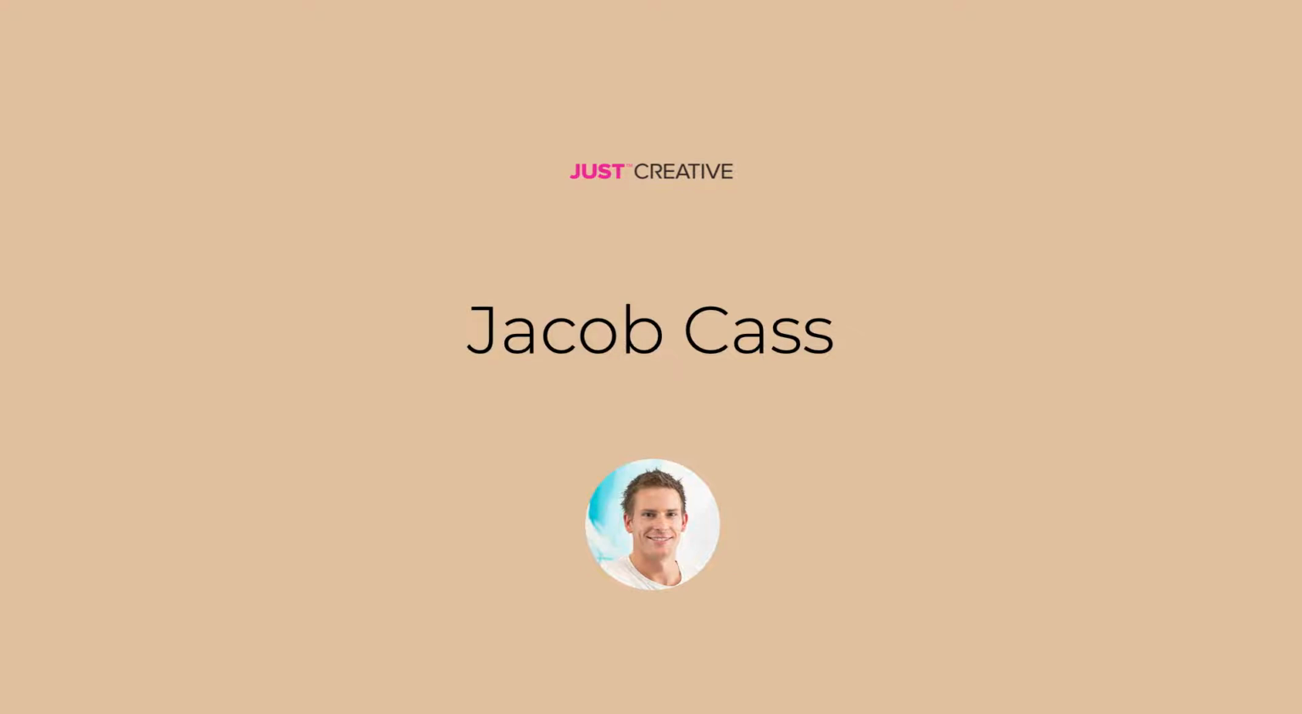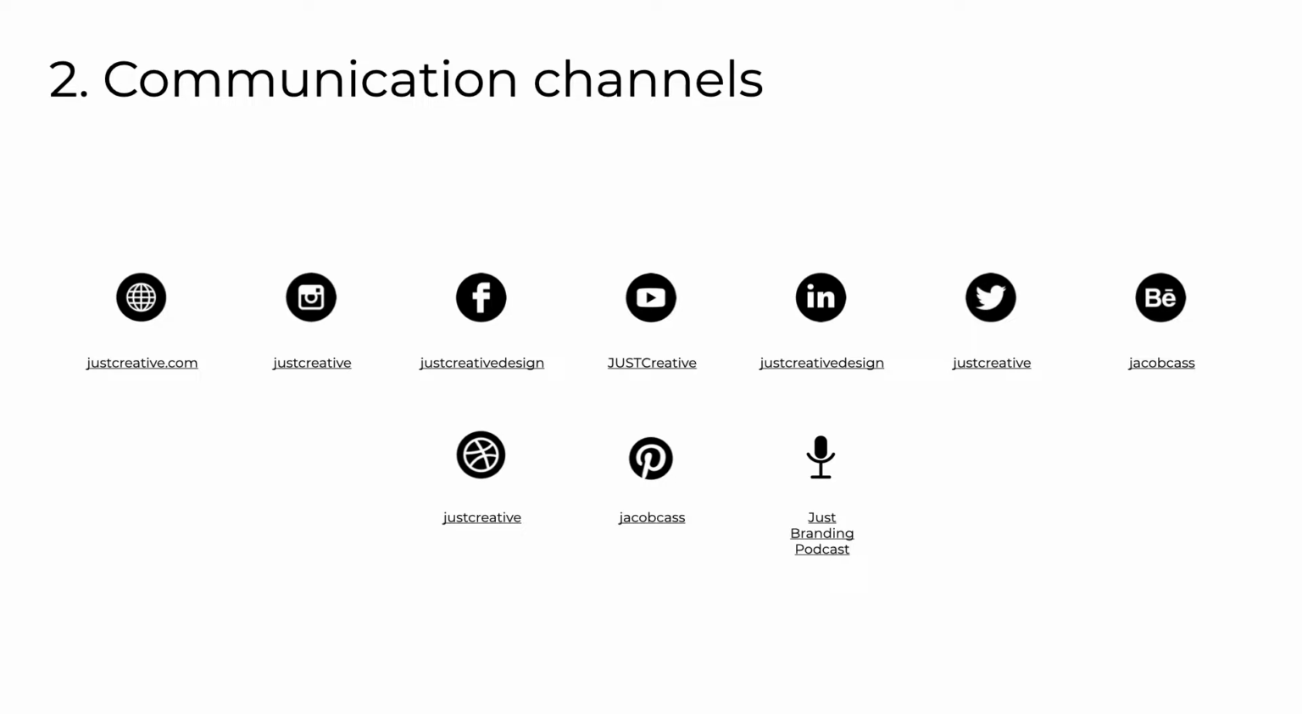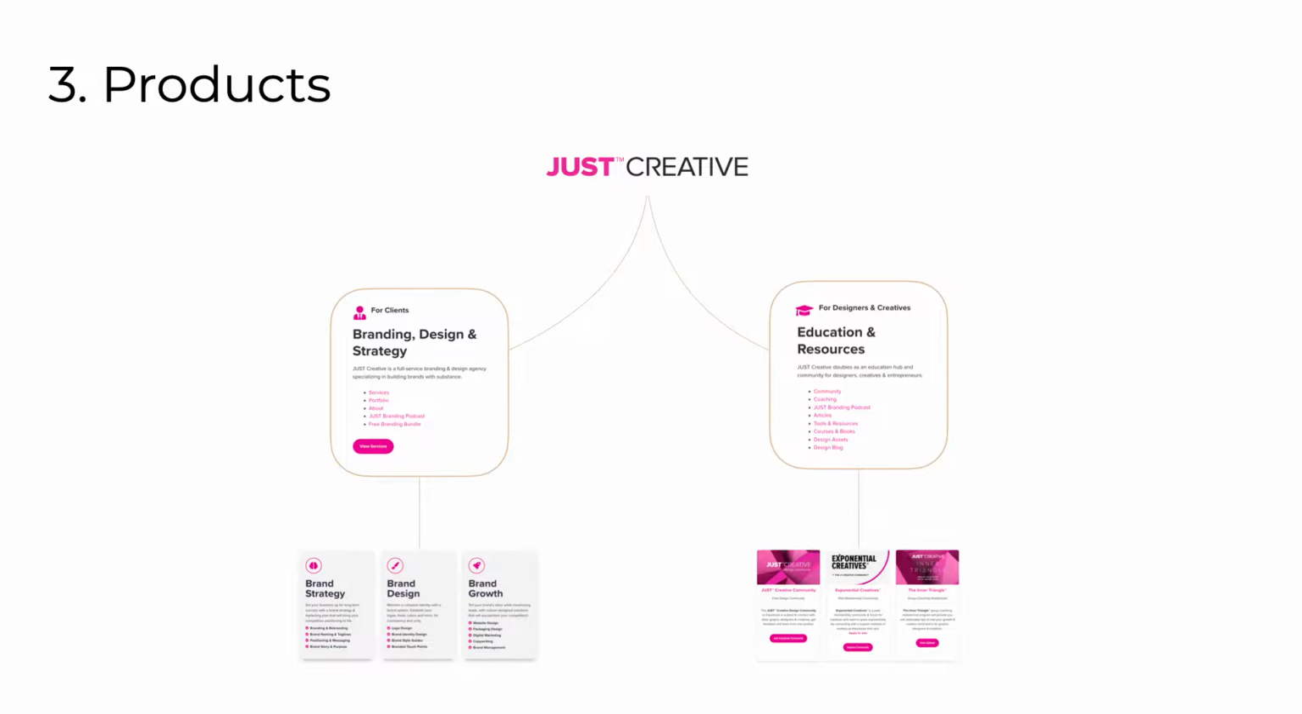Jacob Cass is an official of the boutique agency Just Creative. So I first heard about this guy a couple of years ago when I accidentally came across his podcast about branding. And Jacob positions himself as a brand designer, strategist, and a biz coach. He's present on every possible social media and, as I mentioned above, has his podcast where he invites various guests who are related to branding in one way or another. Jacob divides his products into two big areas. The first one is branding, design and strategy, and the second is training. And the training looks more like an exchange of experience in a community.